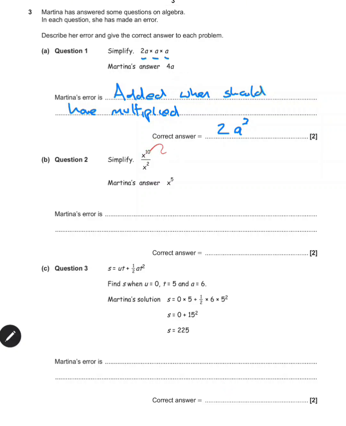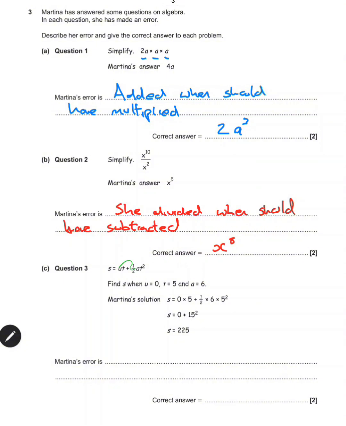Question 2, we've got x to the power of 10 divided by x squared. These are your laws of indices. We need to do 10 take away 2. So you get x to the power of 8. And the error here, she divided these indices when she should have taken them away.